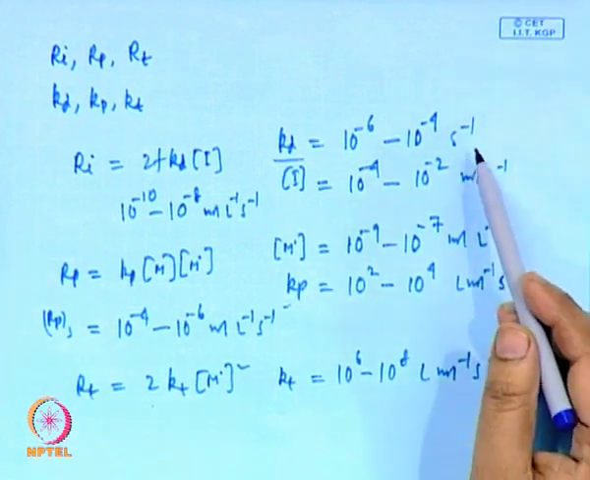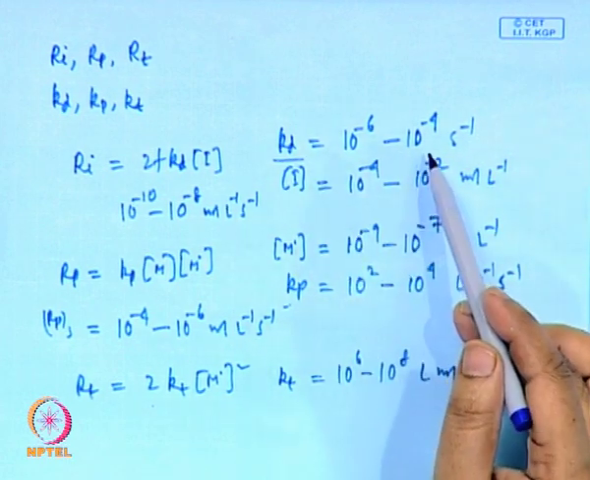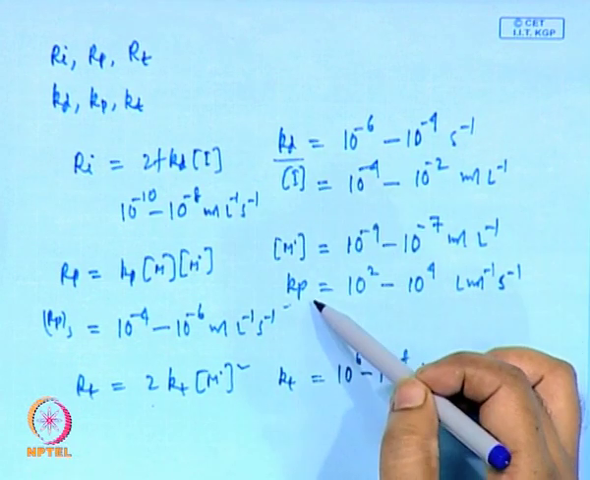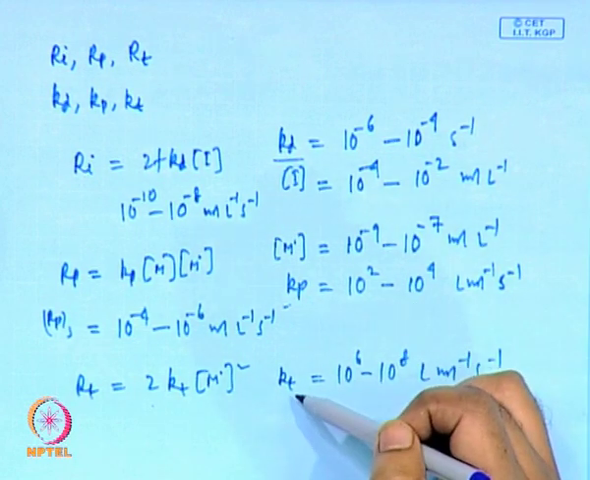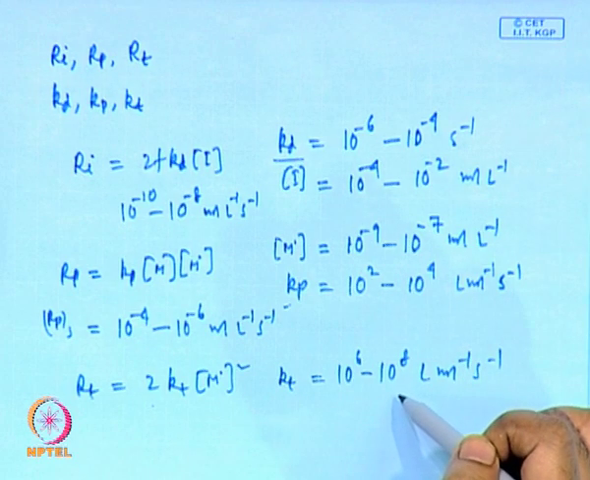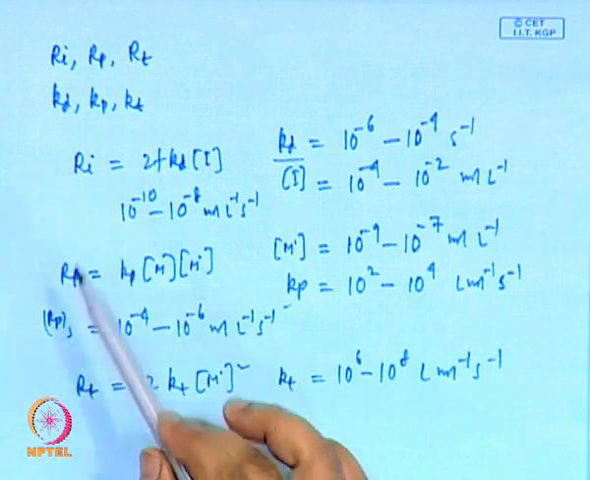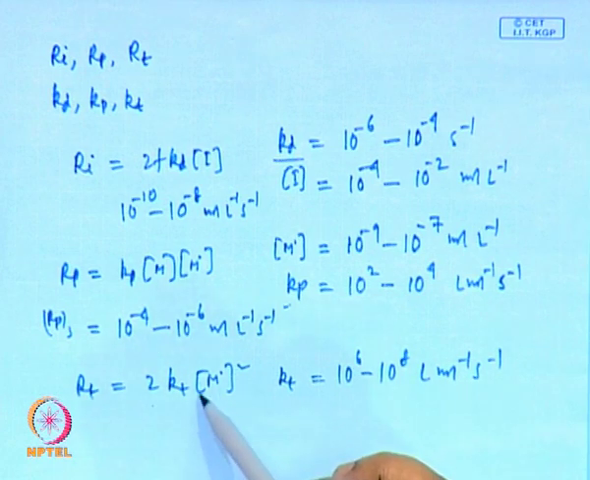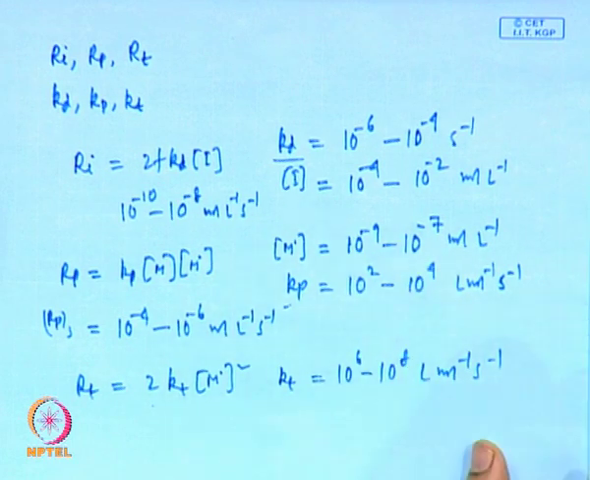So, again just one more time, the initiation rate constant is much lower compared to chain propagation, which is a much faster reaction. Termination is even faster, but at steady state the rate of initiation and rate of termination become equal, because the concentration of M dot is much lower. It is about 10 to the power minus 8 moles per liter.